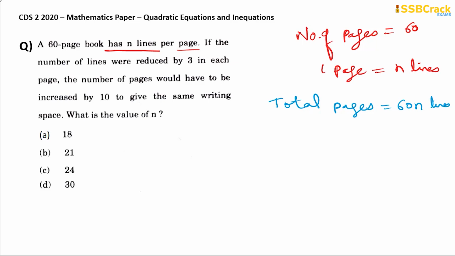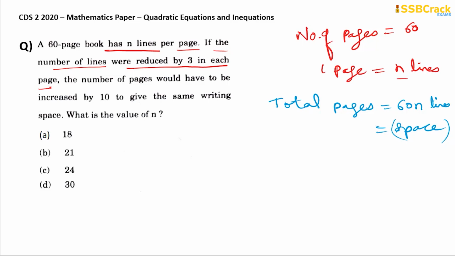Because one page has n lines, 60 pages will have 60n lines. So this will be the space of the pages, isn't it? Agree to this fact? Now let's move on to read further, that if the number of lines were reduced by 3 in each page, means in one page if you reduce the number of lines by 3.